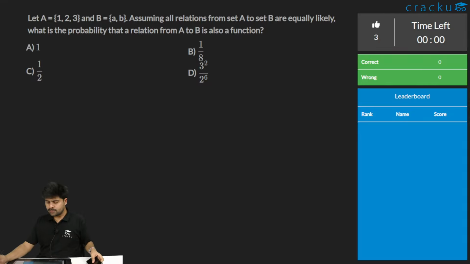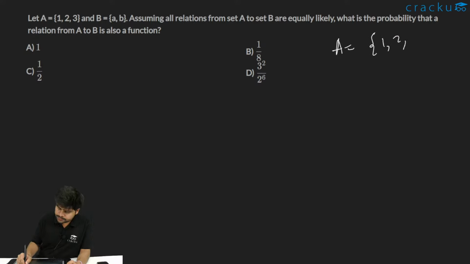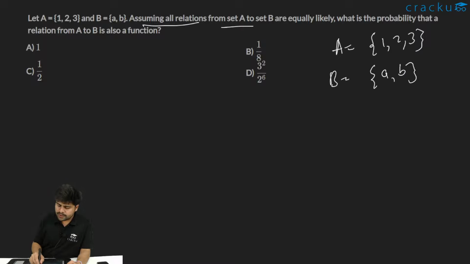Okay, I think the time is over. Let's try to solve this question. We are told that there's a set A equal to 1, 2, 3. It has the elements 1, 2, 3. B has the elements a, b. We are asked, assuming all relations from set A to set B are equally likely, what is the probability that a relation from A to B is also a function?